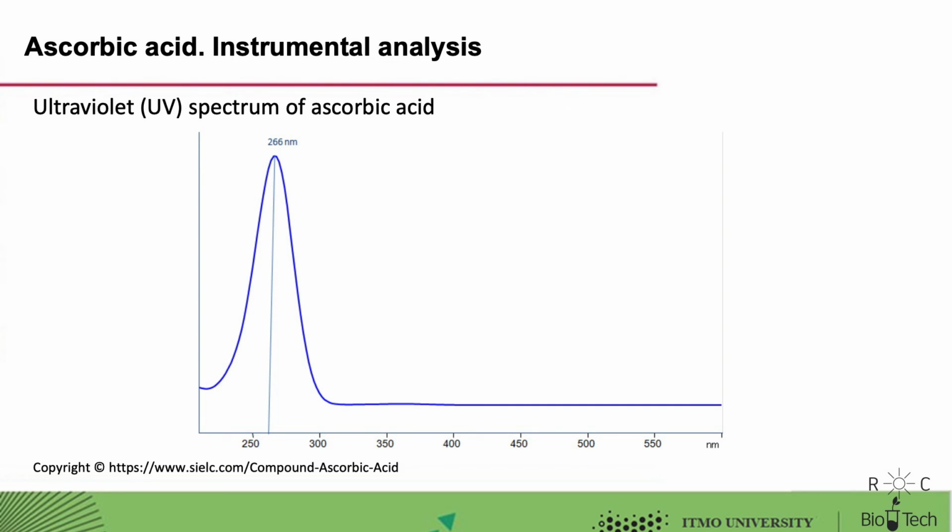As noted above, instrumental methods allow both qualitative and quantitative analysis to be carried out simultaneously within a single experiment. When determining ascorbic acid by the spectrophotometric method, we will observe an absorption maximum at a wavelength of about 260 nanometers, which corresponds to the ultraviolet area of the spectrum. For quantitative analysis, it is necessary to obtain a calibration curve for a standard solution of ascorbic acid.